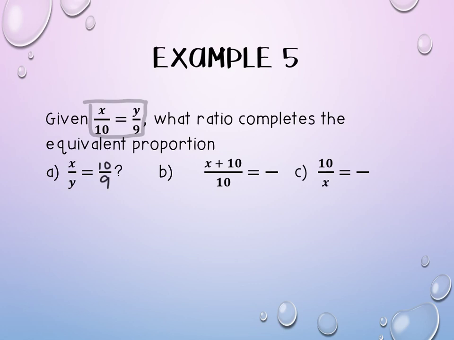Now look at B. What happened? Add the top and the bottom. Good. Added the denominator to the top. So this becomes? Y plus 9. Good. And C? You flip it. So 10 over x would equal? 9 over y. Easy stuff, right? That's it. Painless, right?